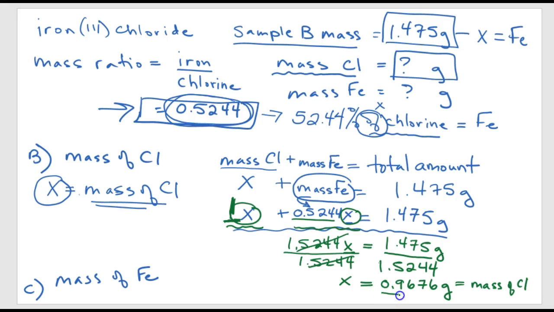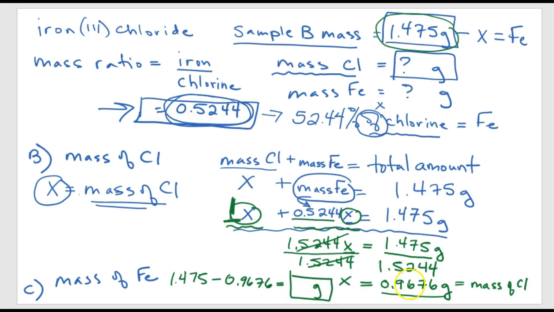Then all I have to do is use that mass of chlorine and the total mass of my sample B to figure out my mass of my iron. So I'll take 1.475 minus 0.9676, and that's going to give me how many grams of iron I have altogether. So I hope that this little algebra section and how I set up my equation helps you to understand part B of this question, and then I hope that the algebra that I did do makes sense.